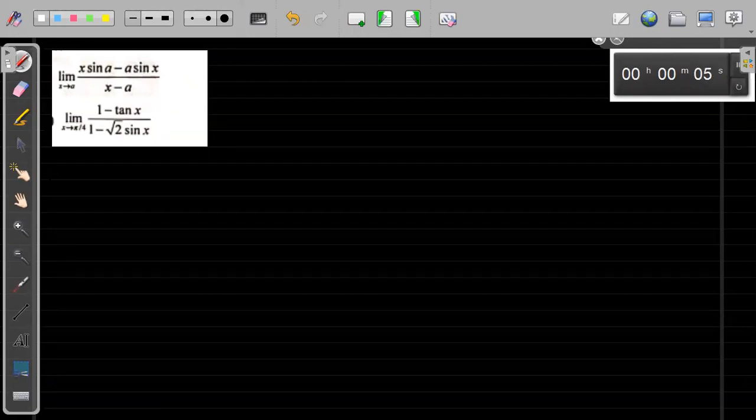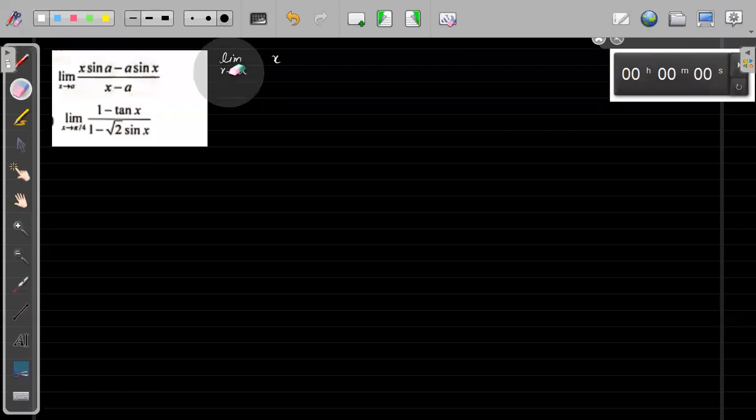Okay, converting to cos 2 theta for the second one is easy. Okay, see, the first one is very simple, x is tending to a. So what we'll do, we'll take the limit of x tending to a.